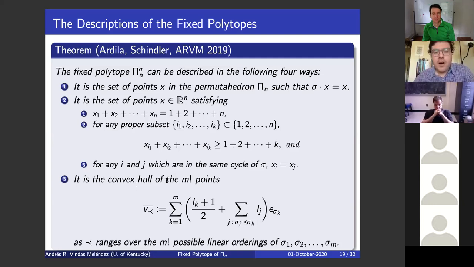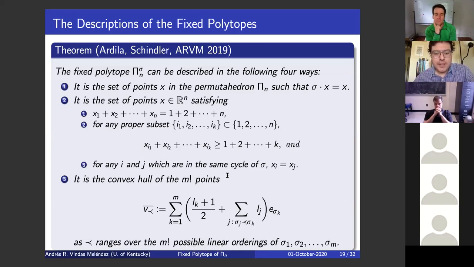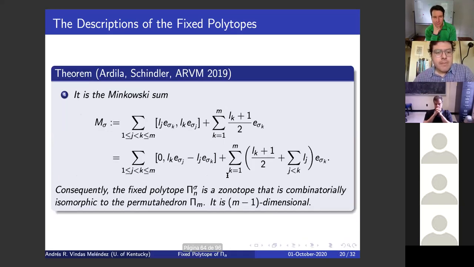And so it's the convex hull of m factorial points, where I write the permutation with m cycles. Again, this might mean nothing, it's just mathematical jargon, so let's try to do an example to illustrate this a little bit more. But the last thing is that it ends up that these fixed polytopes are also Minkowski sums, and we really use this later on, this description of this Minkowski sum.